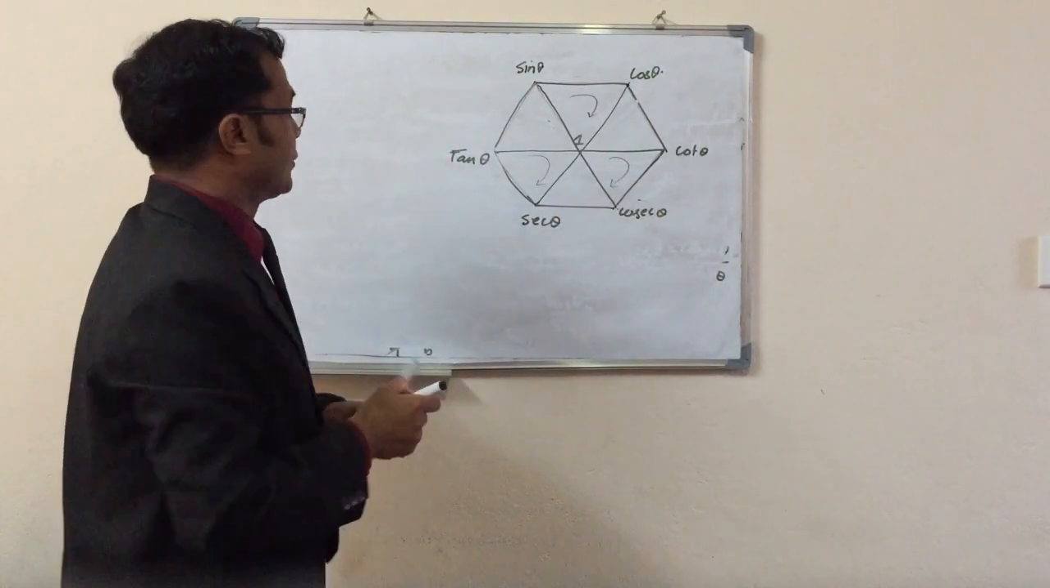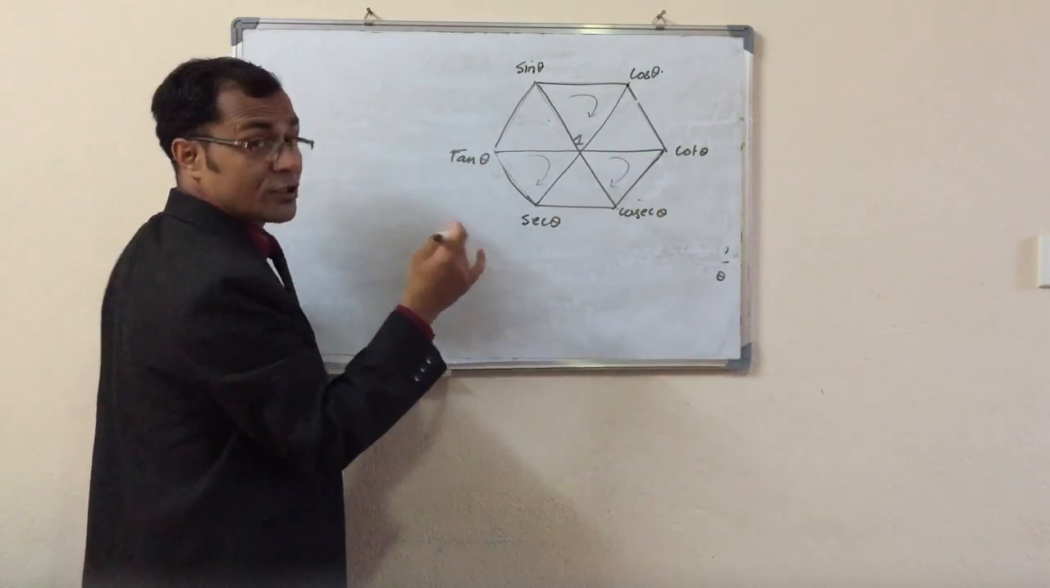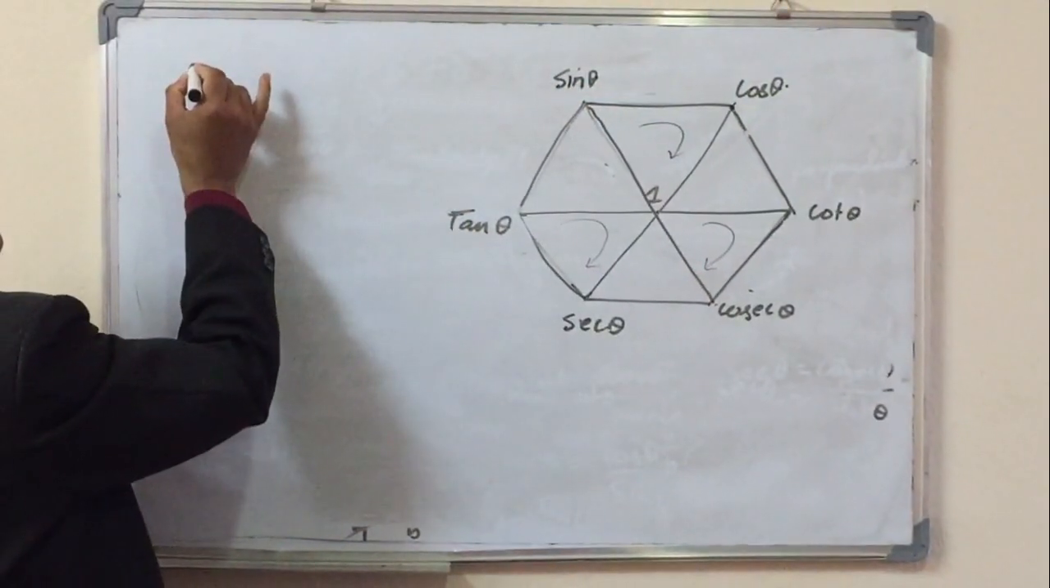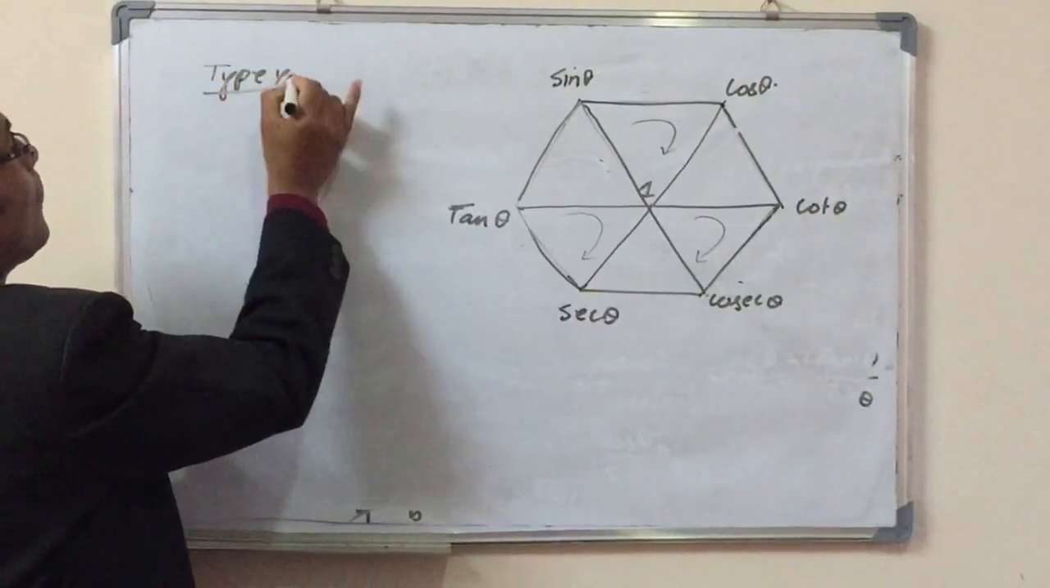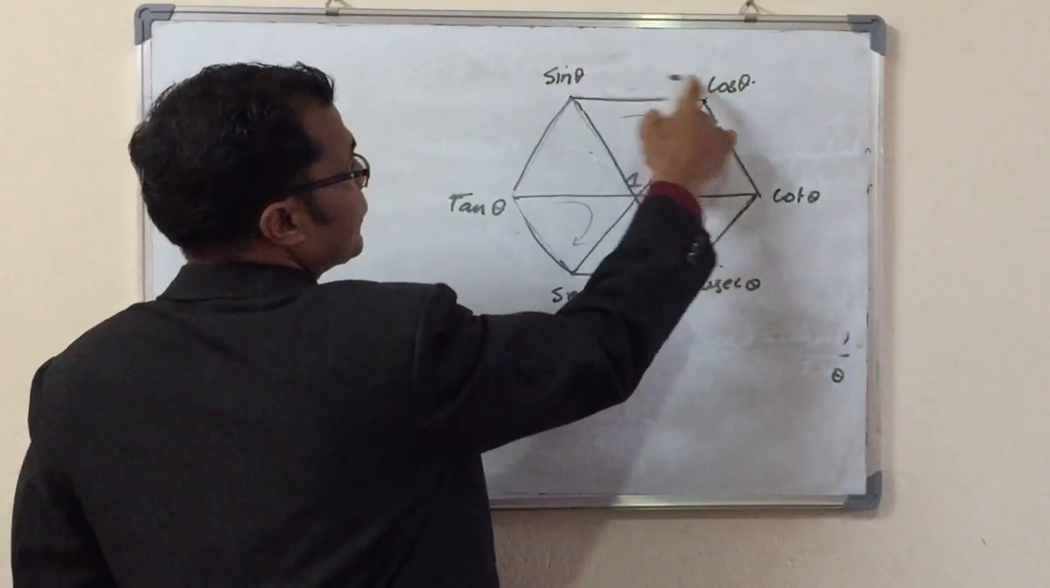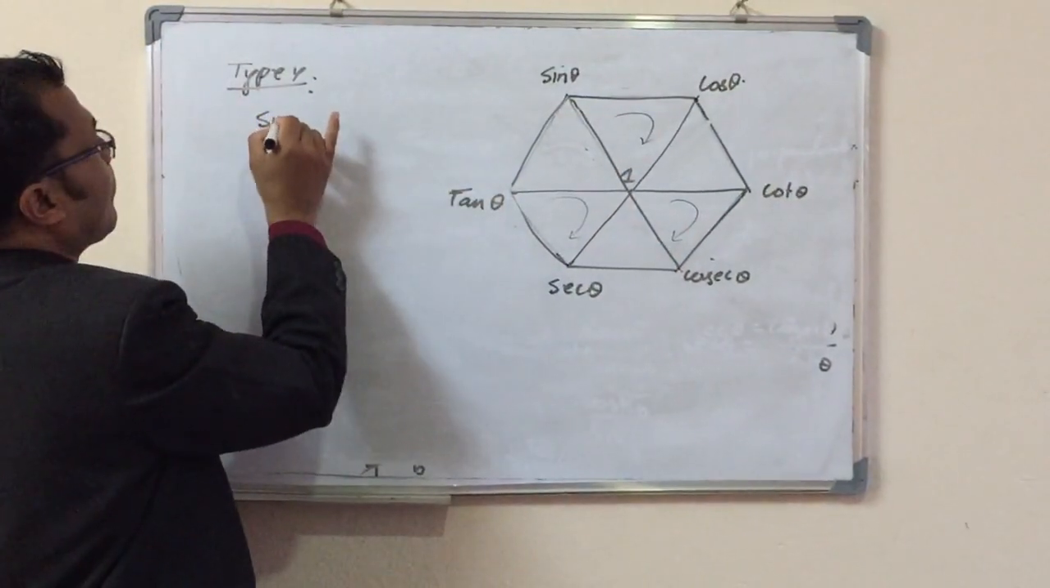Now this is clockwise direction. See how we are going to get some more formulas. Now this works for the squares. Let's say next, type 4. Sine square theta plus cos square theta, starting from this point, equals 1.